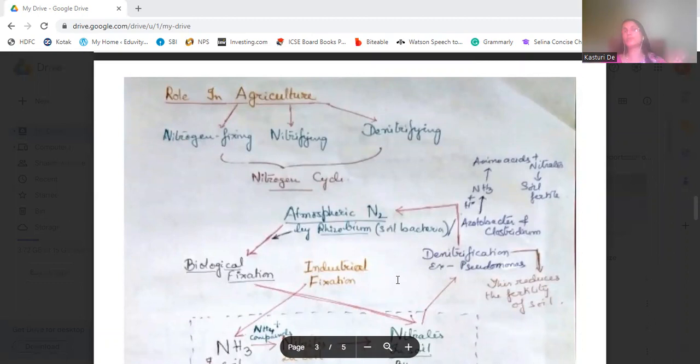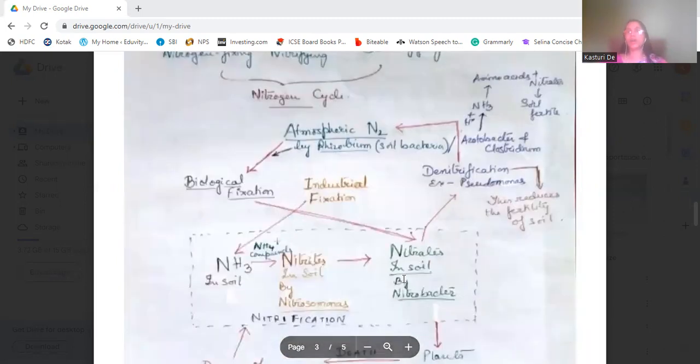Now we come to the role in agriculture. In agriculture, bacteria are used in nitrogen fixation, nitrification, and denitrification. Totally these three processes constitute the nitrogen cycle. So let us come to the diagram, to see how all these processes occur.